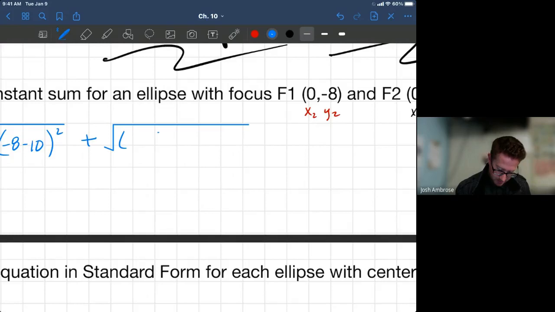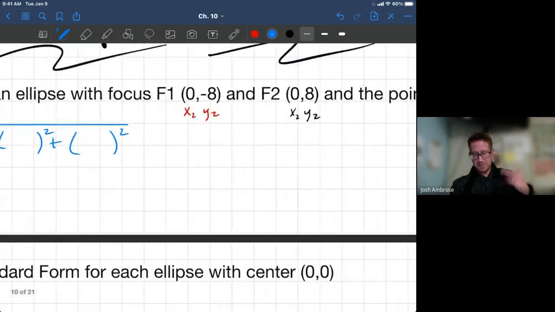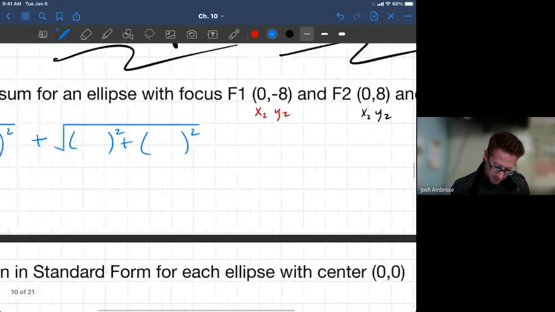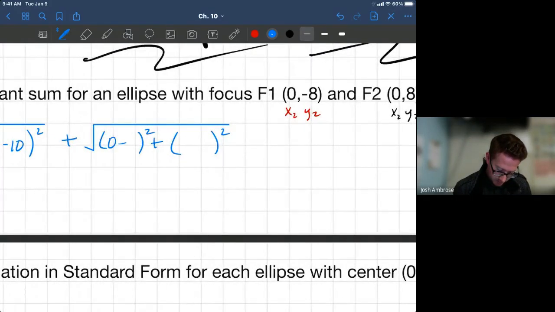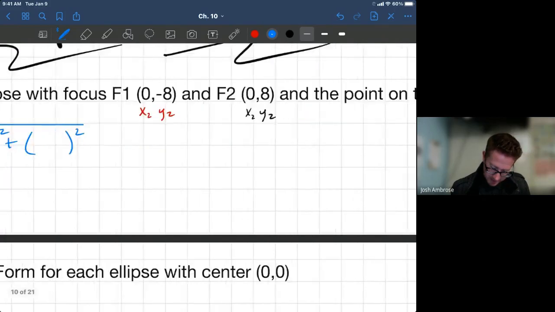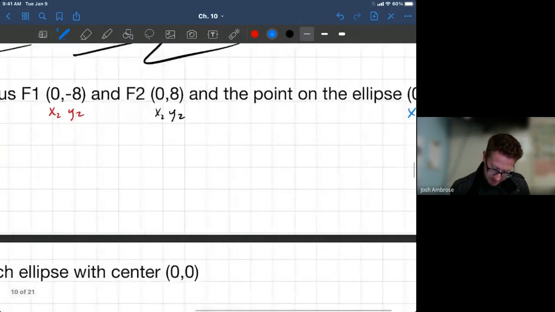And let's get this one set up. Okay, so we're going to use the F2 point now. And so you have the x2 minus the x1. Again, both are zeros. All right, so that's nice. Then you have 8 minus 10.